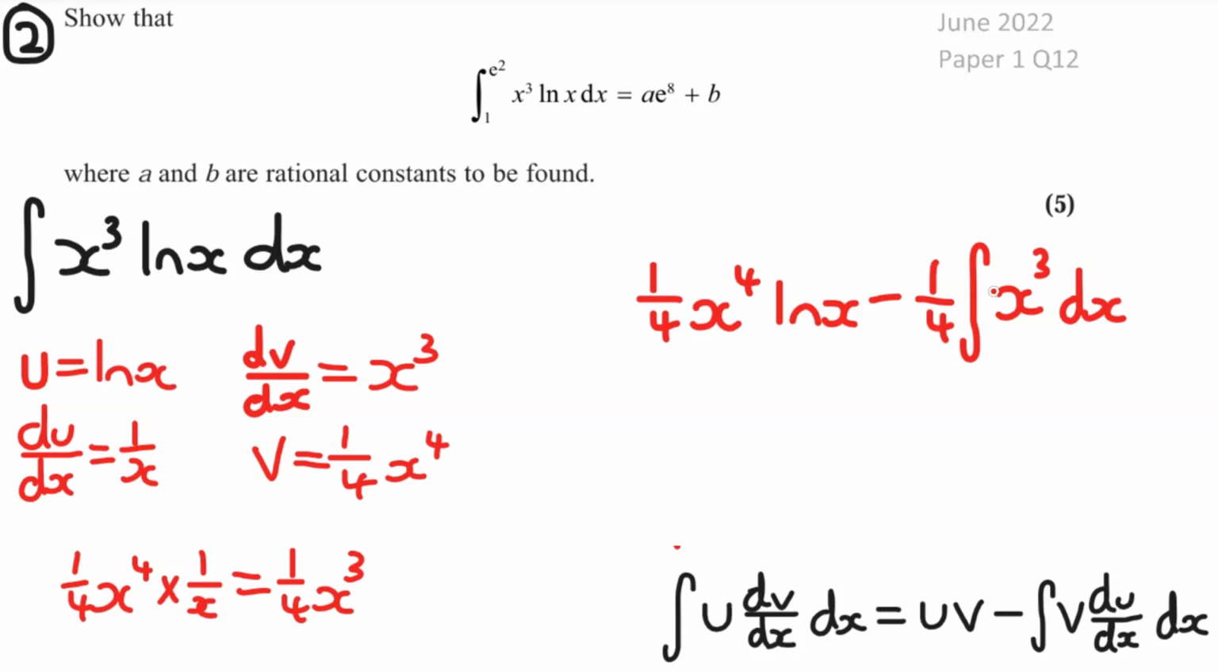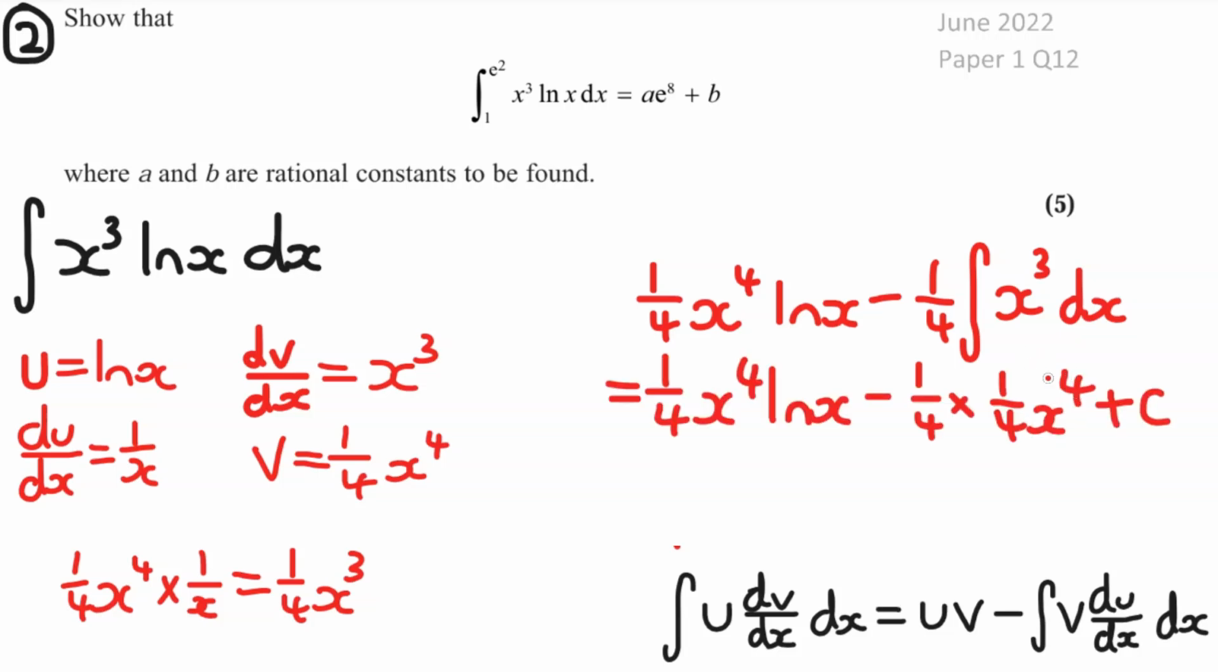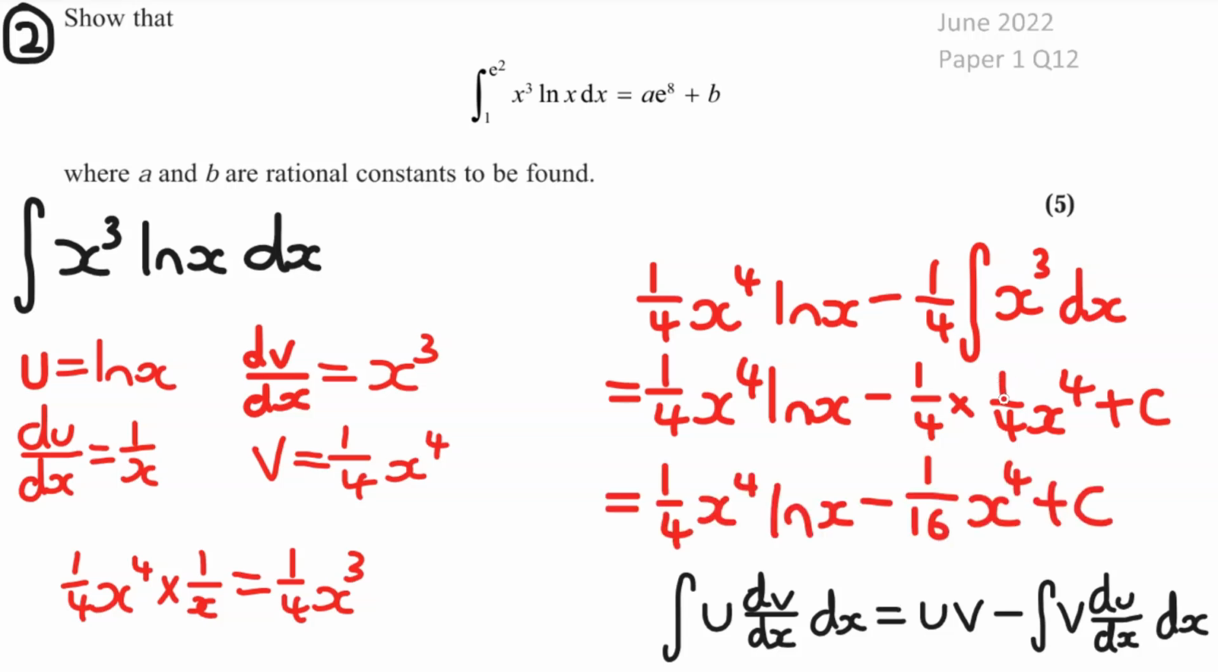I've taken the quarter out of the integral like this here, and then we can simplify this because the integral of x to the power of 3, as we've already mentioned, is a quarter x to the power of 4, and then if we multiply this by the minus a quarter that we took out, minus a quarter multiplied by a quarter is minus 1 over 16. So therefore this integrated is a quarter x to the power of 4 natural log of x minus 1 over 16 x to the power of 4, and then remember the plus c on the end.